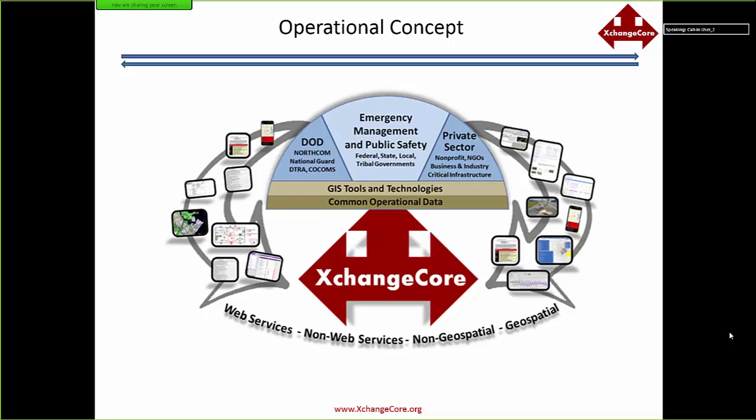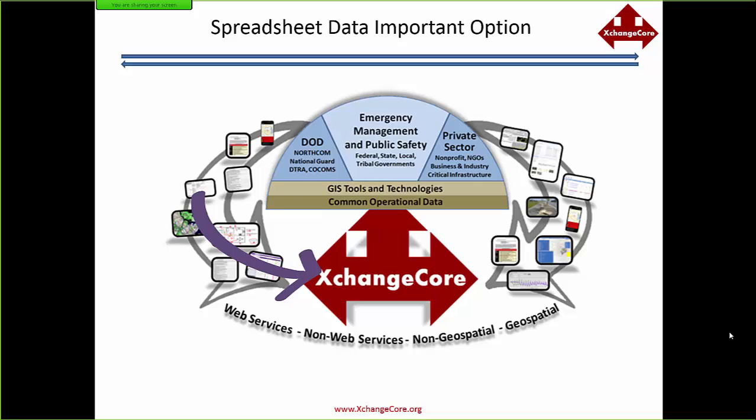Operational concept. You've seen this before. Multiple different sources of information up there in blue in defense departments, emergency management, public safety, private sector, and they produce lots of different types of information. That information comes as web services, sometimes non-web services, sometimes it's geospatial, sometimes it's not geospatial. XchangeCore doesn't care. You can consume all that different type of information, process it back into common operational data in a number of different standards, and then make that available to a whole range of tools and technologies, GIS and non-GIS technologies, that those groups in blue then use to create more information, thus creating this continual cycle of awareness and information. And spreadsheet is one important option on where that data comes from and how that data can be processed through XchangeCore and then make its way to those other applications.